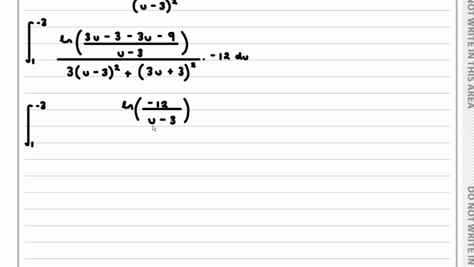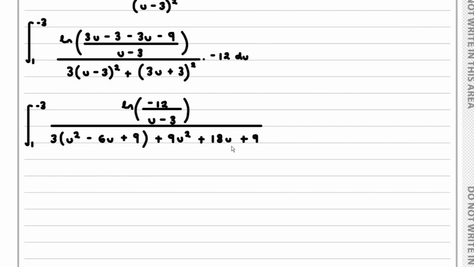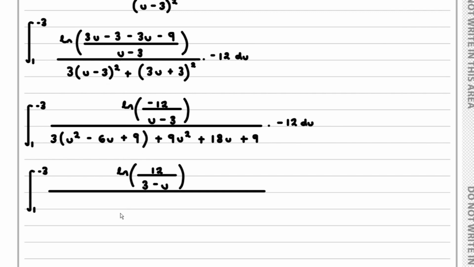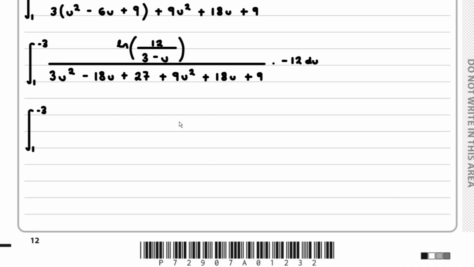So we've got the natural log of negative 12 over (u subtract 3) over, well here we've got 3 times (u squared subtract 6u plus 9) plus 9u squared plus 18u plus 9, multiplied by negative 12 du. So the numerator remains the same, and for the denominator I've got 3u squared subtract 18u plus 27 plus 9u squared plus 18u plus 9, multiplied by negative 12 du. So I've got this integral, I've got the natural log of 12 over (3 subtract u) over 12u squared plus 36, multiplied by negative 12 du.